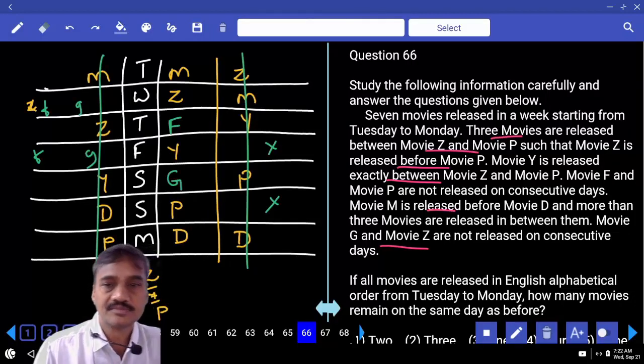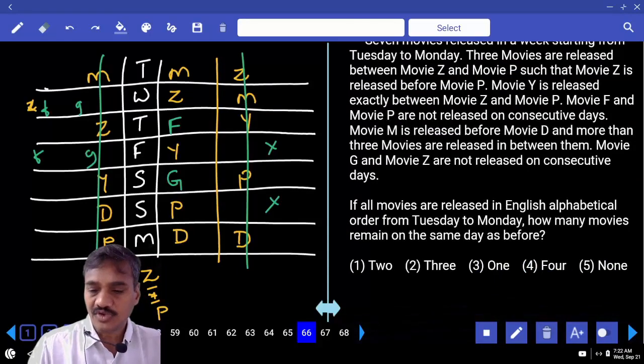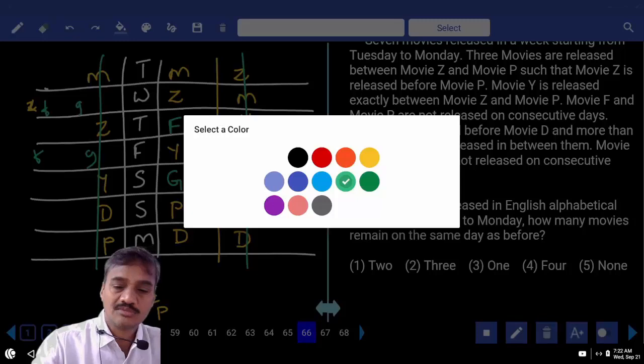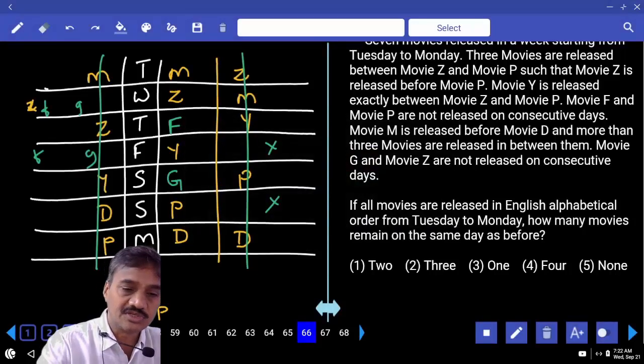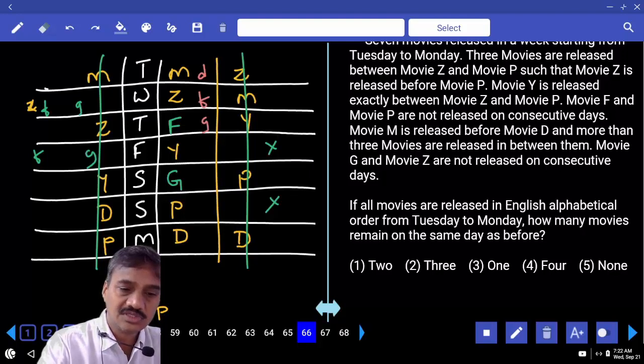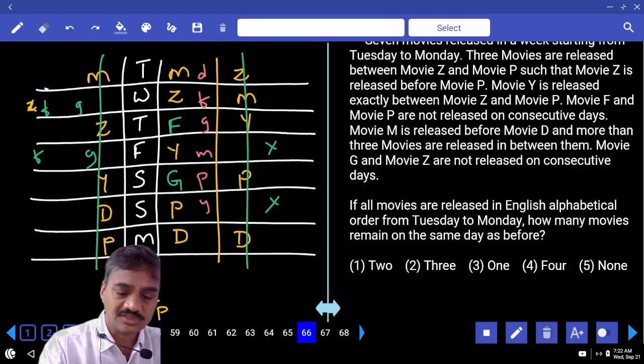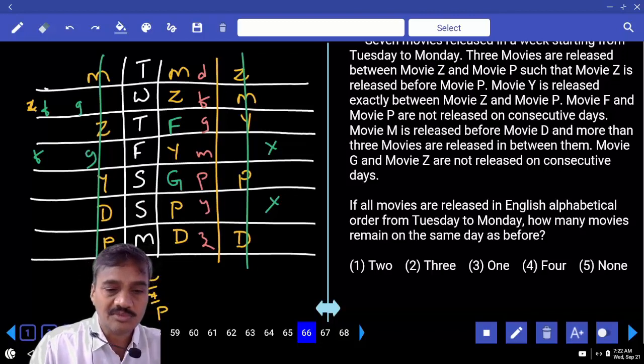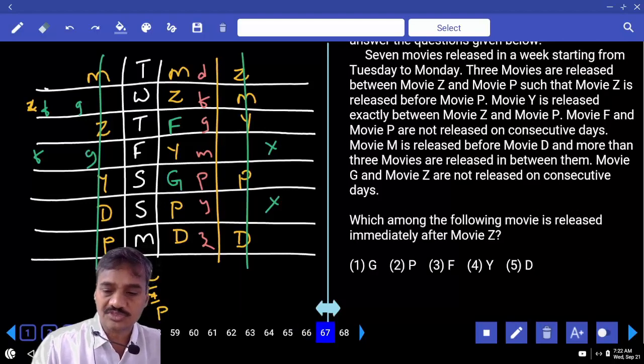G is here. And if all the movies are released in English alphabetical order, from Tuesday to Monday, tell me what is the order we have? Starting with D. D is first one. F, and next one G, and next one M, and next one P, Y and Z. Now in this one, how many movies remain on the same day as before? None. That is choice 5, question number 66.